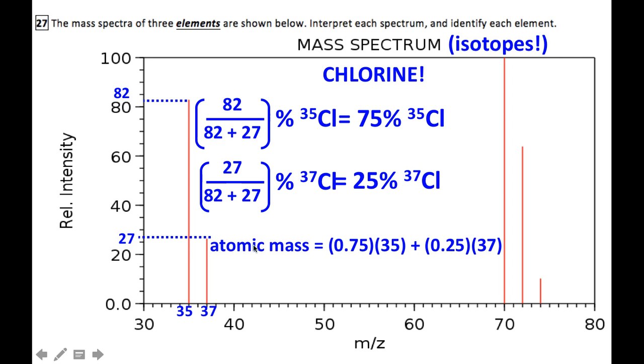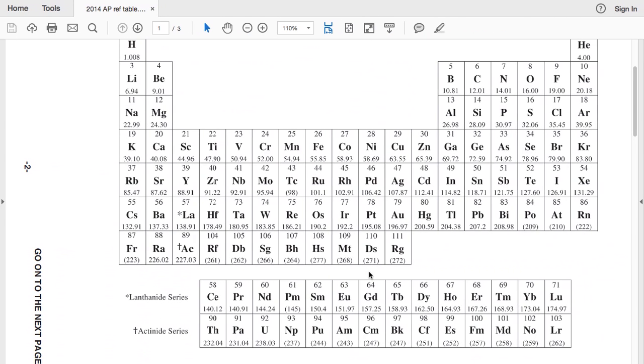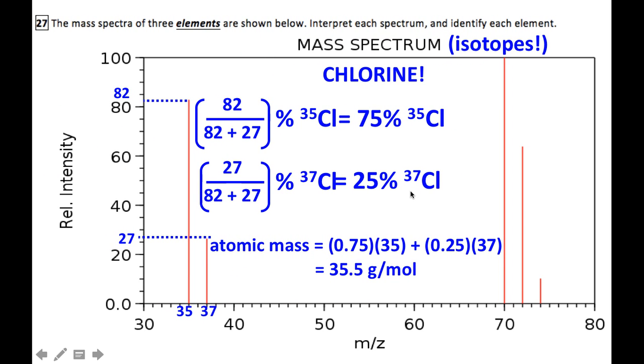And how do you get the atomic mass, the weighted average? Well, 75% times chlorine 35 plus 25% times chlorine 37 gives you 35.5 grams per mole, and that's why periodic tables have chlorine's average atomic mass of around 35.5. This particular one is obviously to a higher precision than the information we're getting from this spectrum.